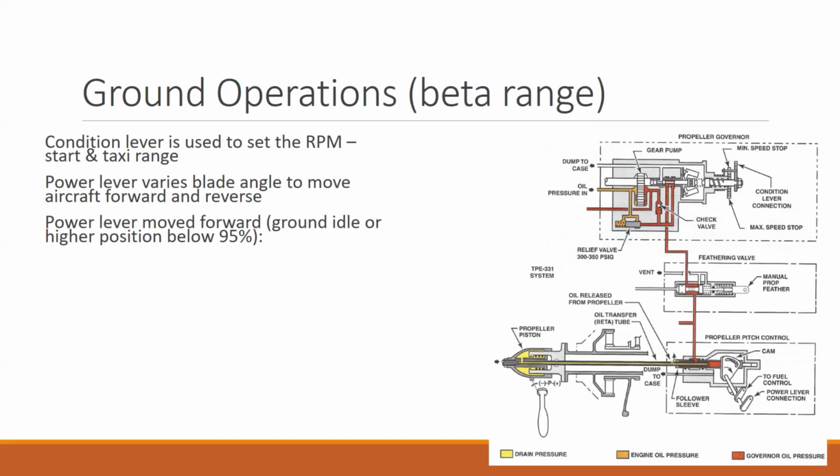As it does that, that whole beta tube is now going to move aft, and when it moves aft far enough, it'll bring it back to the point where this port gets covered by the end of the follower sleeve, and that's what'll stop it from continuing to go to a fully feathered position. Okay?